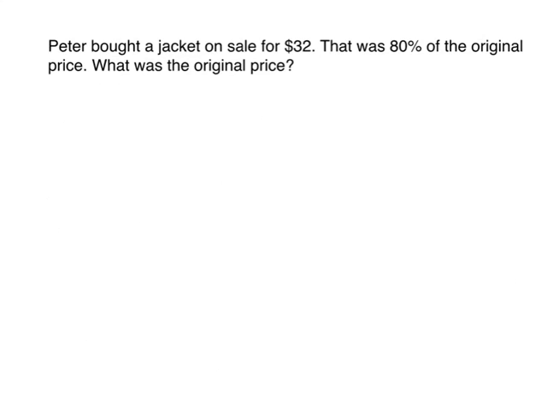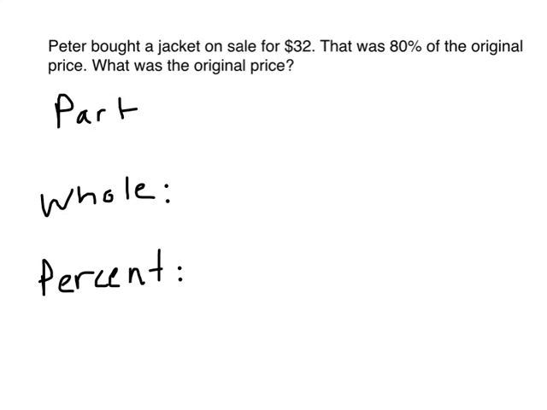Let's do another one. Peter bought a jacket on sale for $32. That was 80% of the original price. What was the original price? Again, we want to identify the part, the whole, and the percent first. Which correctly identifies the part, percent, and whole? Here, the part is $32. That's the sale price. The whole is unknown. The original total price of the jacket will be our whole, and the percent is 80. $32 is 80% of the original price.